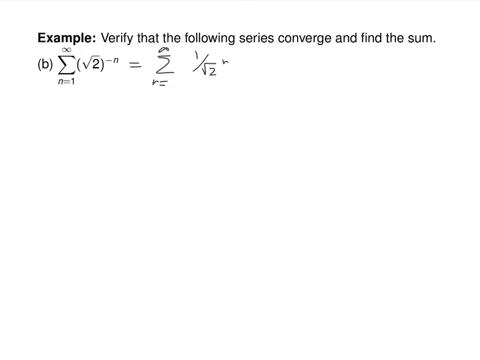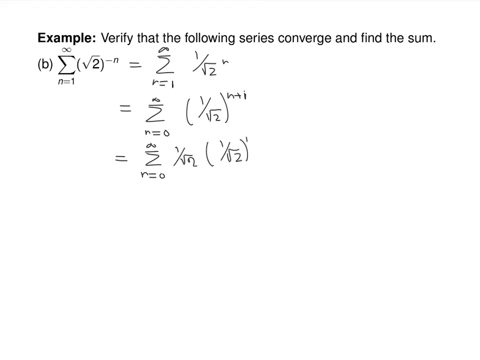Alright, so first thing to notice is that your indexing set is going to need to start at 0 if you're going to use the geometric series formula. So sum from n equals 0 to infinity, same thing as 1 over root 2 to the n plus first. Note that 1 to the n plus first is just 1. So same thing as the sum from n equals 0 to infinity, 1 over root 2 times 1 over root 2 to the n.